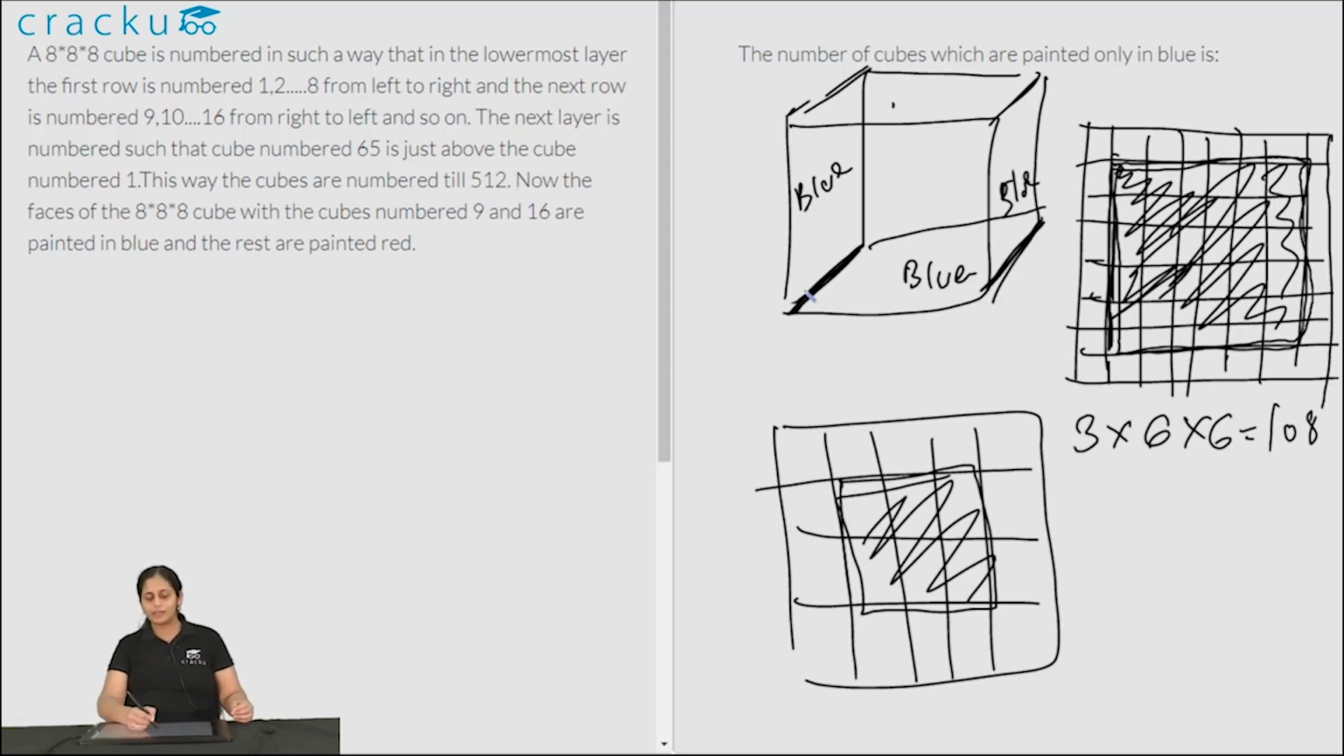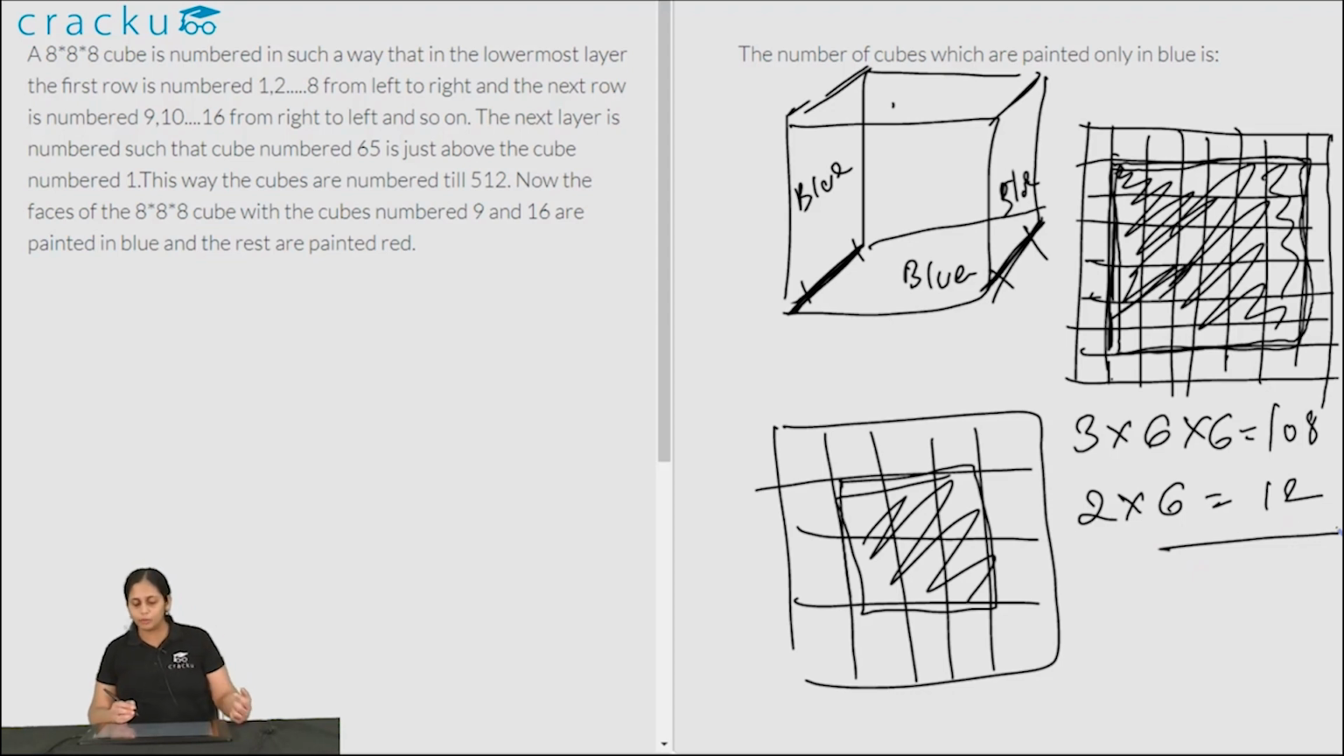So how many cubes lie on the edges and not the corners, on this edge and on this edge? On the edge you have 8 cubes. If you remove the 2 corner cubes, you have 6 cubes. So you have 6 cubes per edge, and there are 2 such edges. So the total is 2 into 6, that is 12. So the total number of cubes that have only blue paint is 108 plus 12, that is 120. So the right answer to this question is 120.